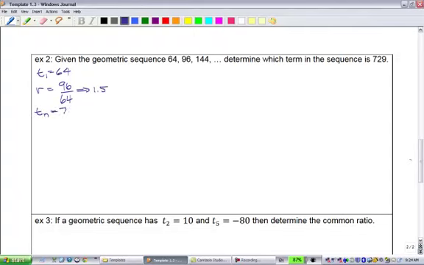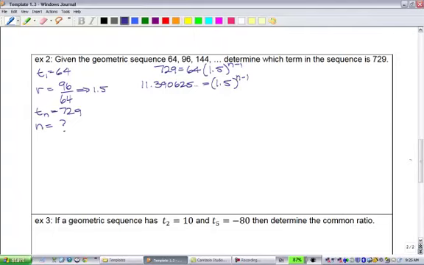Term n is 729, we don't know that, and n is what we're looking for. So let's slot this in the equation. 729 is 64 times 1.5 to the n minus 1. Basic algebra tells us we need to divide by 64 first, and we end up with a pretty crazy decimal value here, but I'm going to write out the first couple decimals. Make sure you write out as many as you can, and that's 1.5 to the n minus 1.